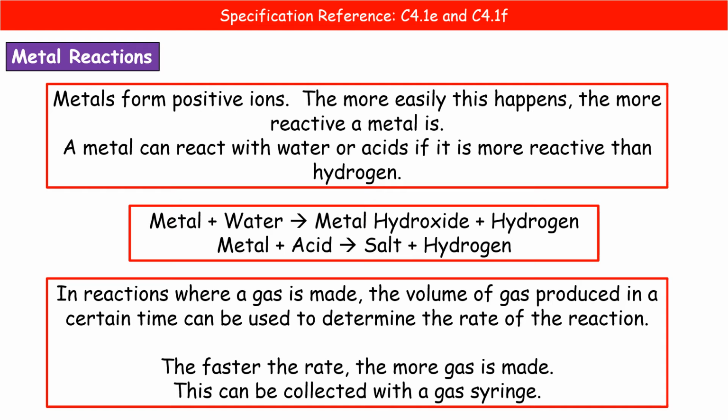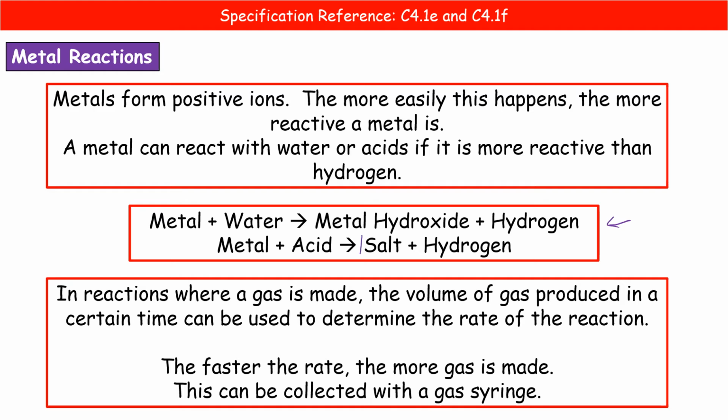So metal plus water makes metal hydroxide and hydrogen. That should look familiar because we did it in our group 1 lesson. So metal and water makes metal hydroxide and hydrogen, same as our alkali metals. The second one, metal plus acid, makes a salt and hydrogen. Again, we have encountered this previously.